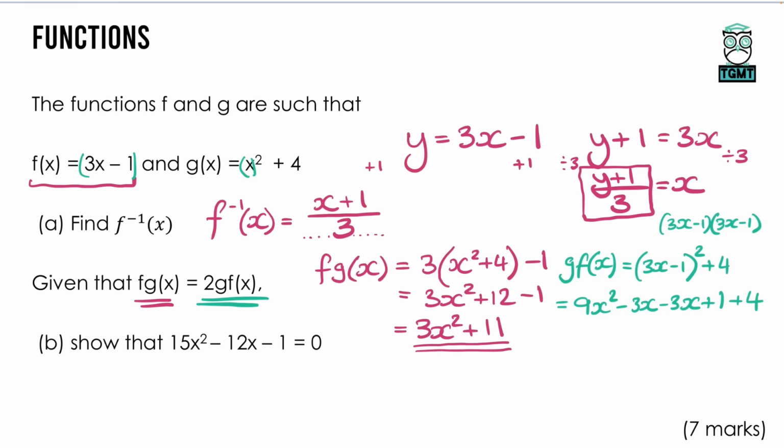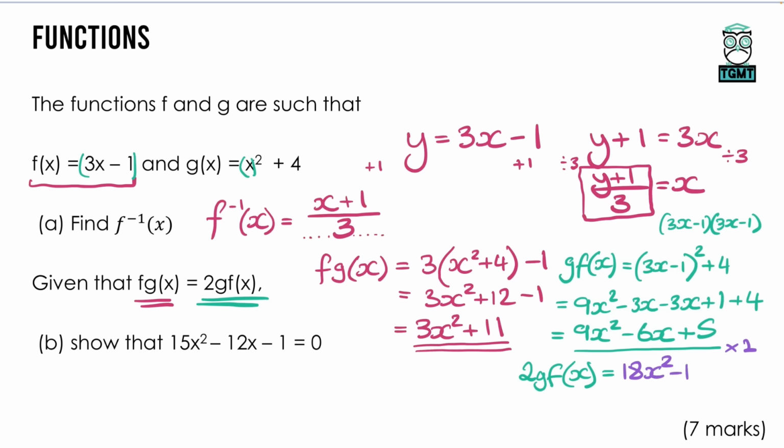Now if I simplify what we've got there, we have 9x squared. The 2 negative 3x's, we have minus 6x in total. And plus 1 and plus 4 makes plus 5. So there we go, that is my function gf(x). Now we want 2gf(x). So 2gf(x) just means multiplying it by 2. So if we times what we have there by 2, let's just write times 2 here, we get 18x squared minus 12x plus 10.